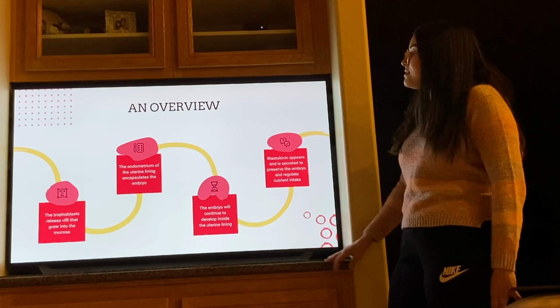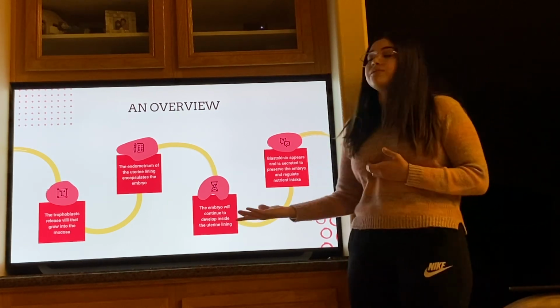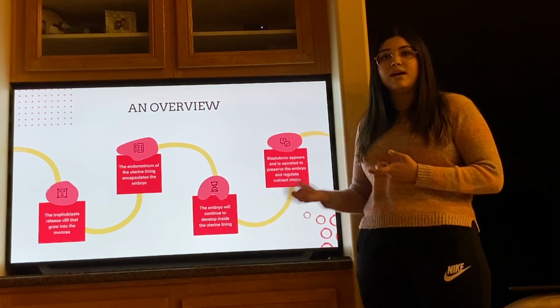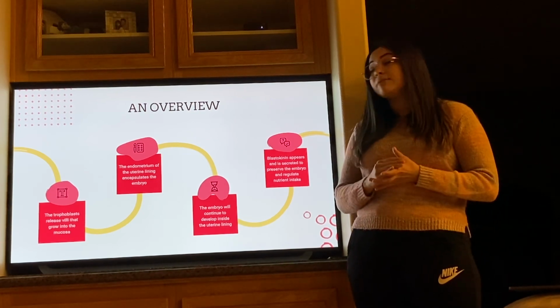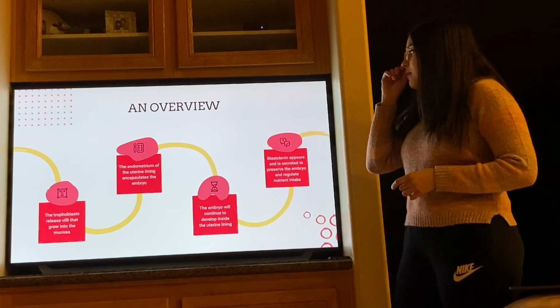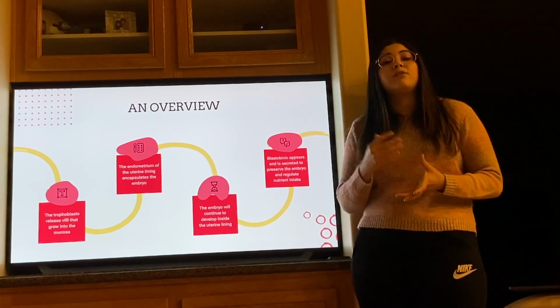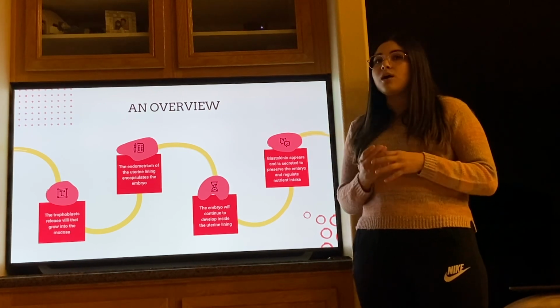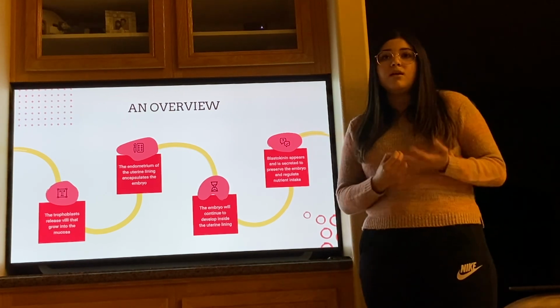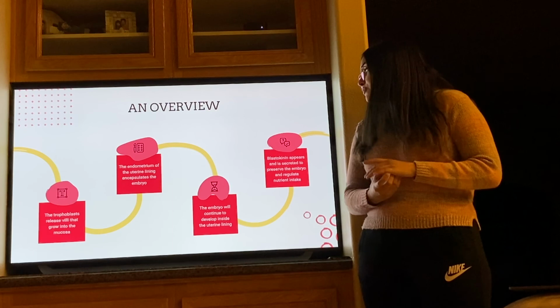An overview of this: firstly, the trophoblast will release villi that will grow into the myometrium, embedding it into the uterine lining and completing implantation. The endometrium of the uterine lining encapsulates the embryo, which I'll visualize in a moment, meaning that the embryo will not grow freely into the uterine cavity, but will grow into the uterus itself.